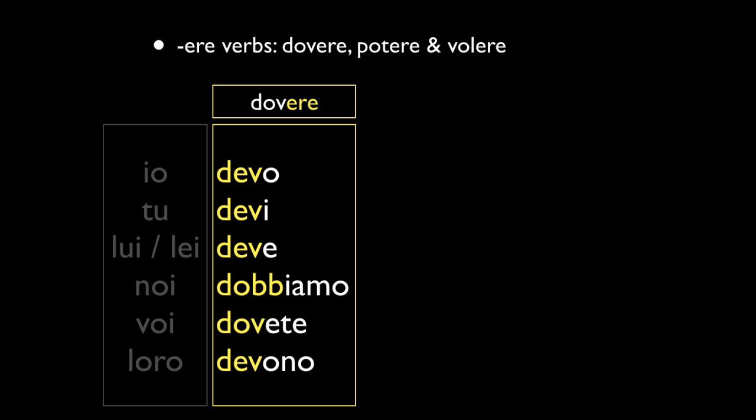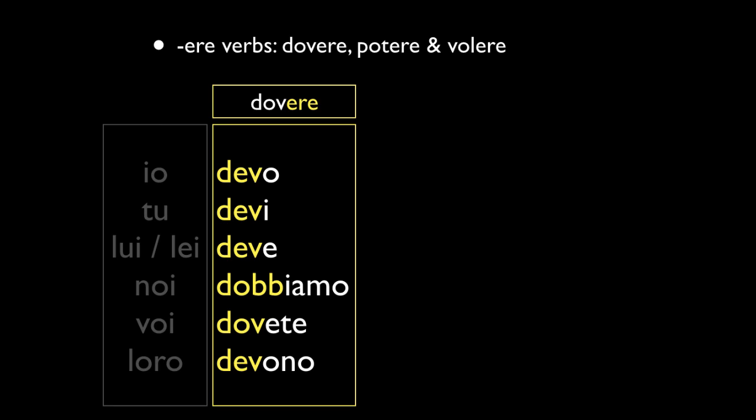There's the dev stem for the first few forms of the verb and then the Io form. But then in the noi form, if you go back to that, dobbiamo has this double B, and voi would be the only one that was actually considered regular, quote unquote, because of the dove. By chopping off the ERE in the infinitive, you have dove, and then you'd have the ete from the ERE there. There you go. There's your regular verb amongst them all.